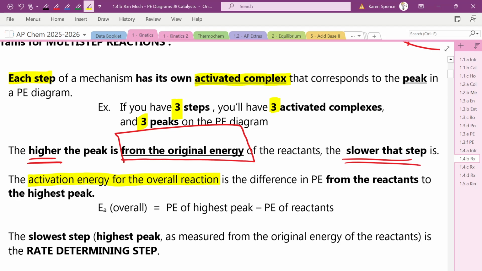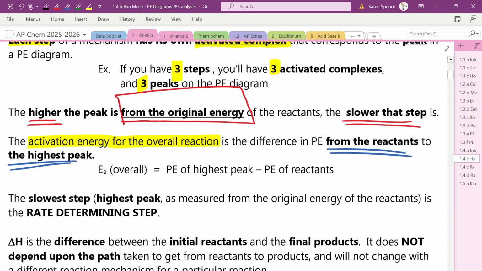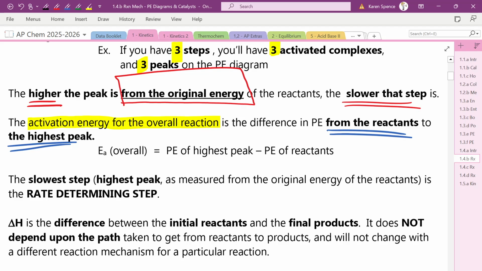is the difference in potential energy. You go from the reactants to the highest peak. So the overall is the potential energy of the highest peak minus the potential energy of the reactants. And the slowest step will be the highest peak. Does that make sense? It's got the highest activation energy.